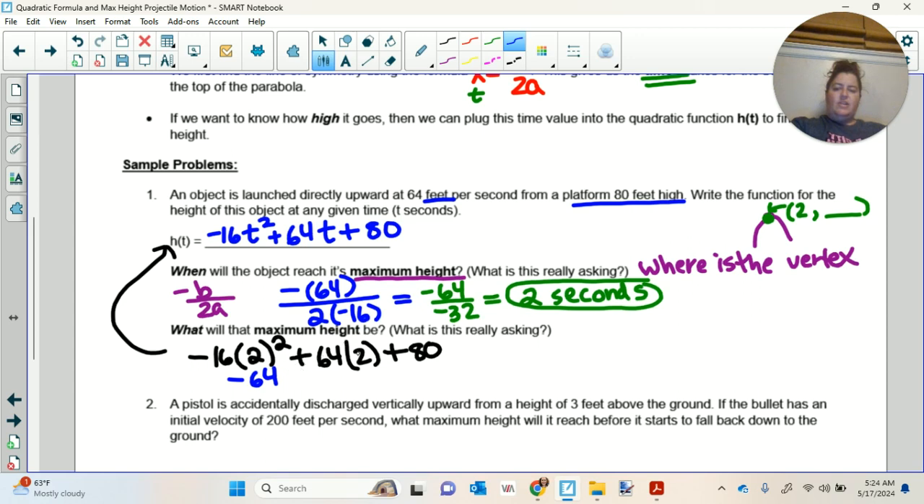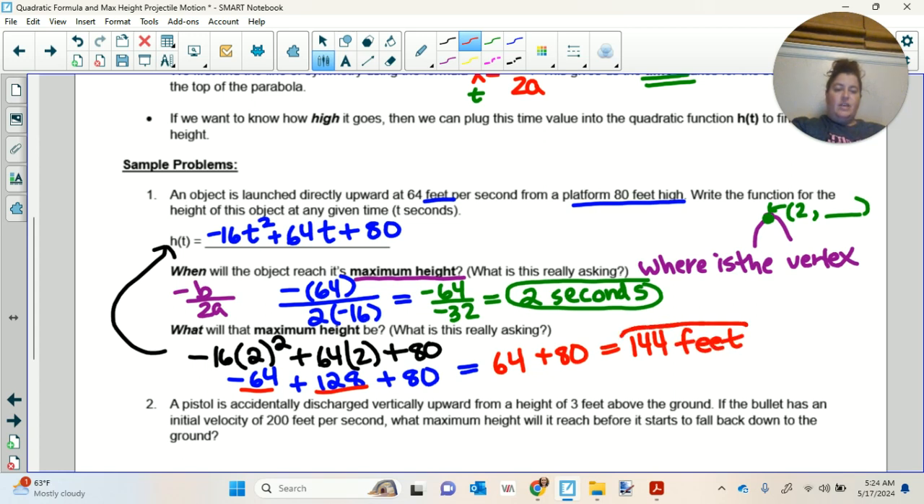My 64 times 2 would be 128. And then plus 80. Then if I go ahead and combine negative 64 and 128, that would give me 64 again. Plus 80, and that would give me 144, and in this case for height, our unit is feet. So that tells me that it takes 2 seconds for that object to reach a height of 144 feet. So this is 144, and then it begins falling back down to the ground.